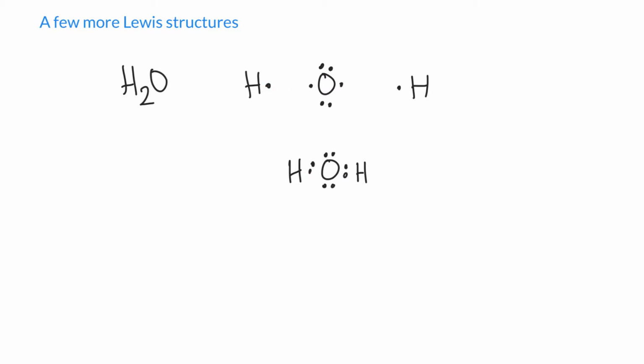And we can write that with a line, right? So we can write the line as the shared pairs of electrons. And do you remember the language? What do we call that shared pair of electrons? Yeah, we call it a bonding pair. And what do we call that pair of electrons that's not being shared, that's not bonding? That is called the non-bonding pair or the lone pair.